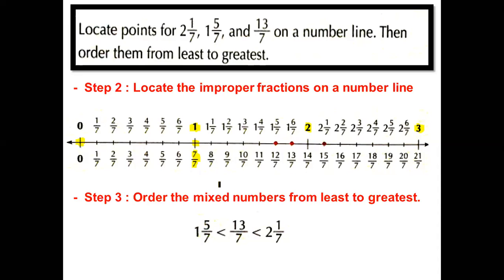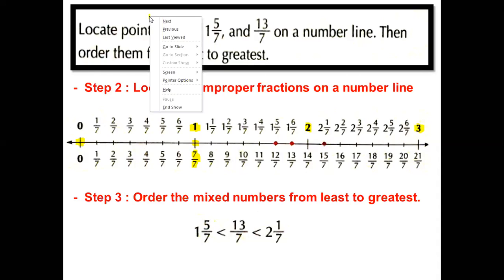Now, the first fraction I will represent is 2 and 1 over 7. Look at the whole part, it's 2. So this mixed number will be between 2 and 3. Why? Because the whole part of this mixed number is 2. So we are talking about a mixed number between 2 and 3: 2 and 1 over 7, 1 over 7.